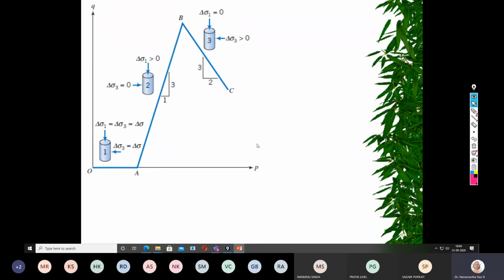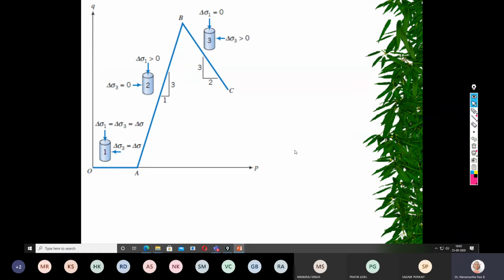I don't need to define again what is the meaning of P and Q. P is (sigma 1 plus sigma 3) by 2 and Q is (sigma 1 minus sigma 3) by 2. Here in this diagram, three stress paths have been shown, designated with this thick line, starting from origin: OA, AB and BC. Let us try to understand how and under what stress conditions this stress path is following or emerging.